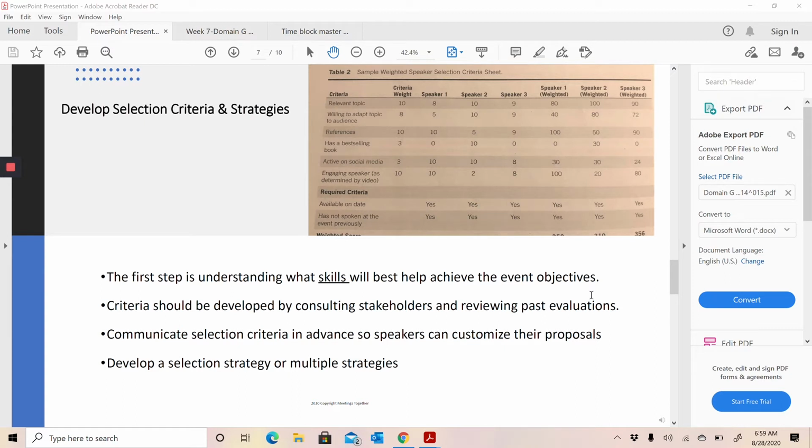And then it's kind of cut off on the picture here, but at the very end, after you've interviewed your 3 speakers, you add up their weight or their score to come up with the best speaker for the event objectives.